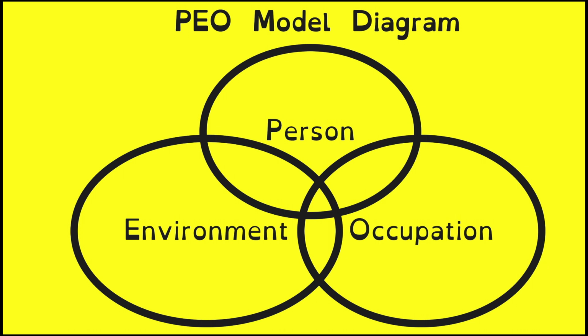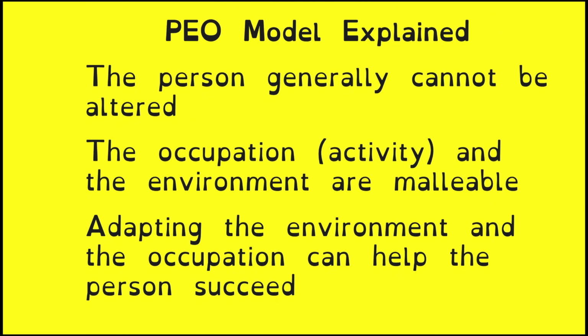Today we will be covering the PEO model, which stands for the Person, Environment, and Occupation Model. It was founded by Law, Cooper, Strong, Stewart, Rigby, and Letts in 1996 in their research article focusing on occupational performance. It is commonly used in occupational therapy as a framework for looking at disability. The model uses the person, who generally cannot be altered, and the occupation and environment, which can be changed. By adapting the occupation and the environment, we can help the person achieve whatever goals are meaningful to them.